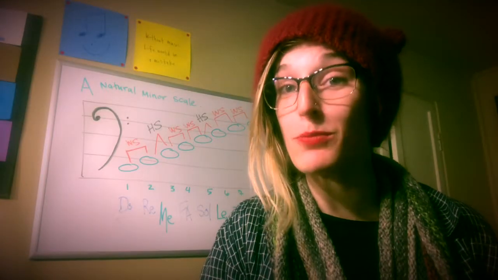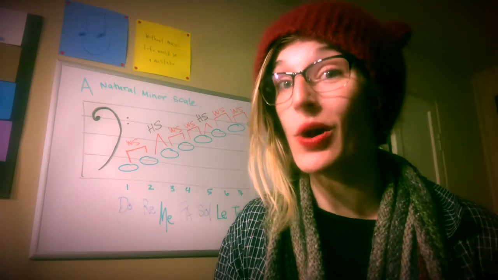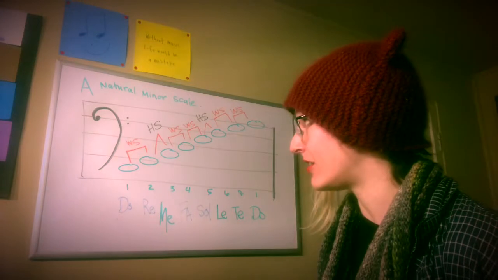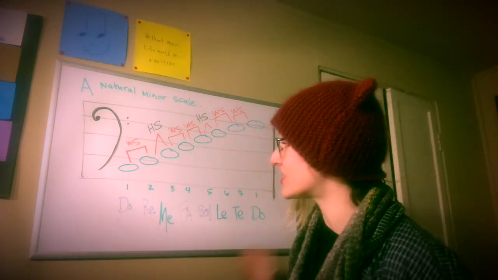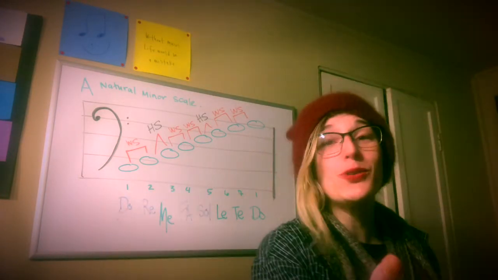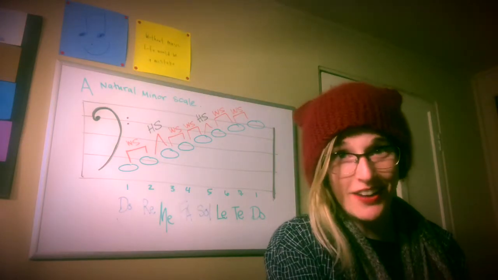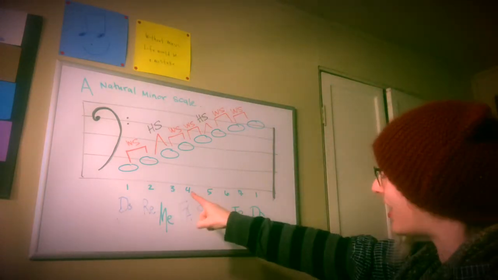You all know enough about music theory by now to know that the A is arbitrary. These could be any pitches starting from any do. You can build a natural minor scale using that formula. Do, re, mi, fa, sol, le, te, do, te, le, sol, fa, mi, re, do.